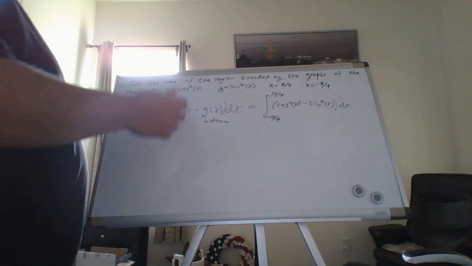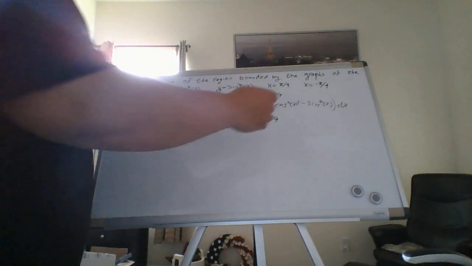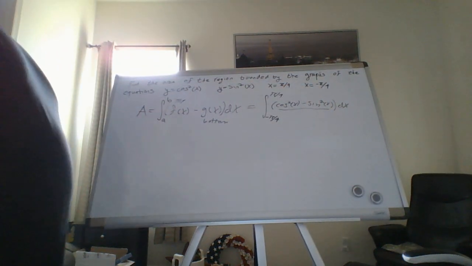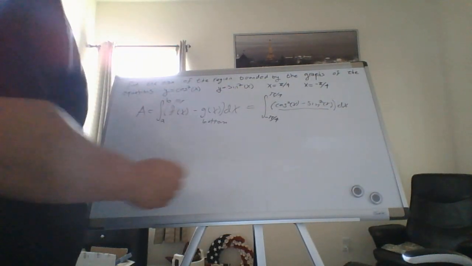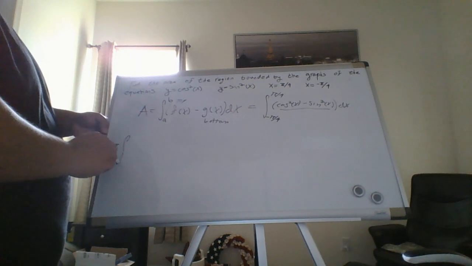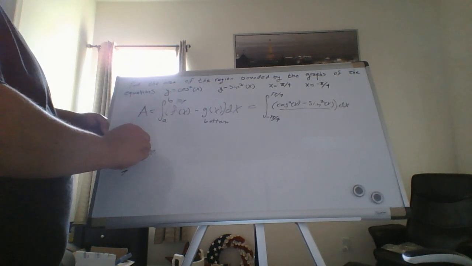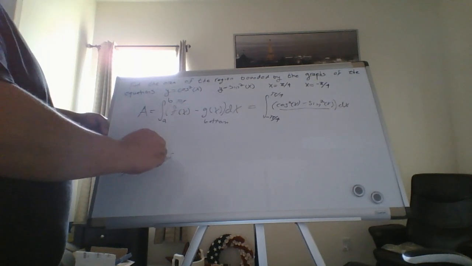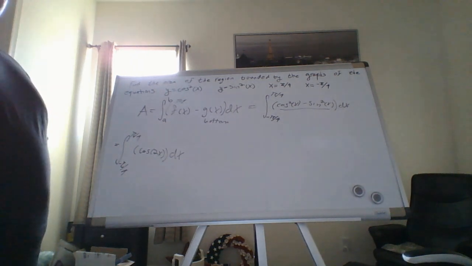If you don't know your trig identities, you're not going to get this. But if you do know your trig identities, then you'll know that cosine squared of x minus sine squared of x equals cosine 2x. So let's put it right here: negative pi over 4 to positive pi over 4 of cosine 2x dx.